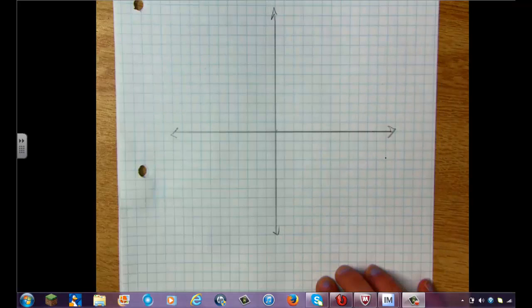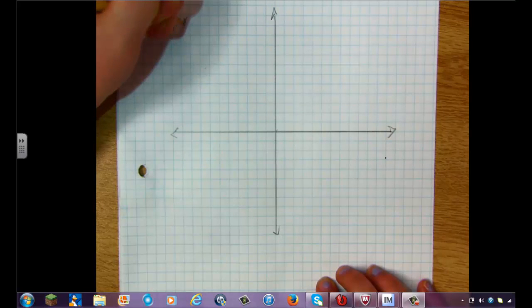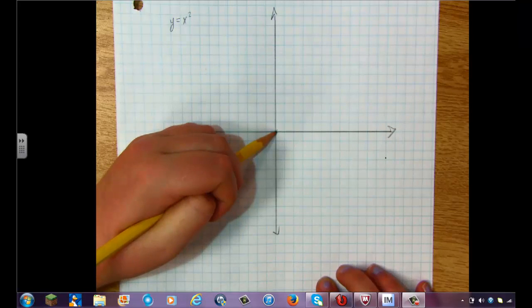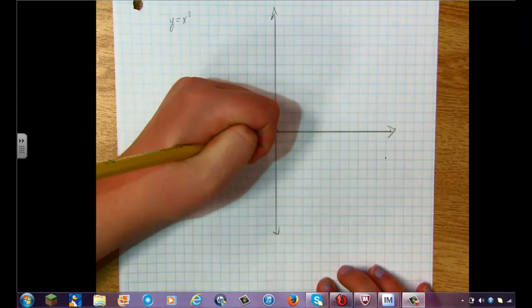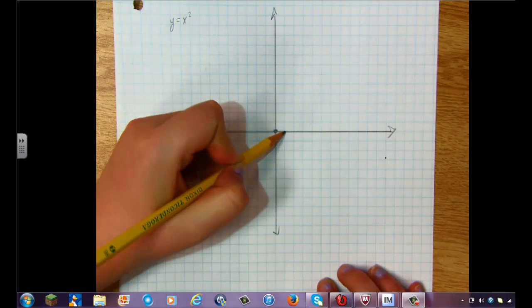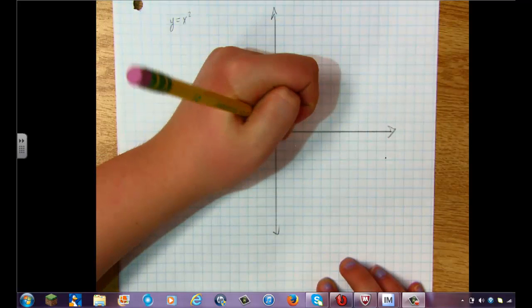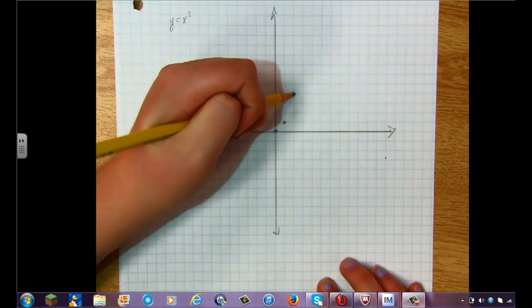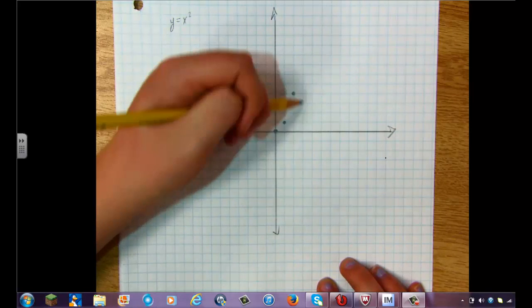The equation of a graph is y equals a(x minus h) squared plus k. For y equals x squared, you would take the x value, 0, and square it and get 0. And for 1, square 1 and get 1. 2 squared is 4. And 3 squared is 9.